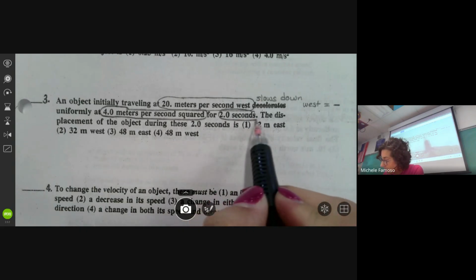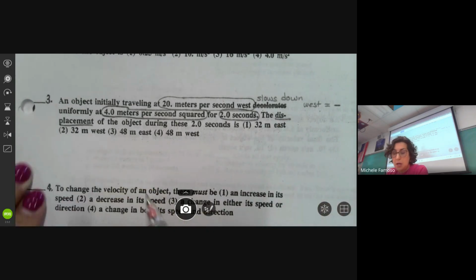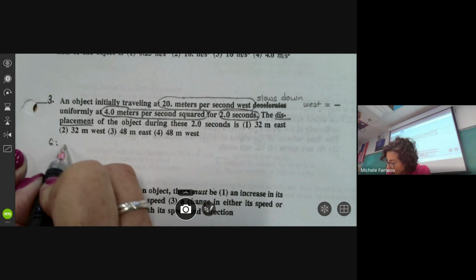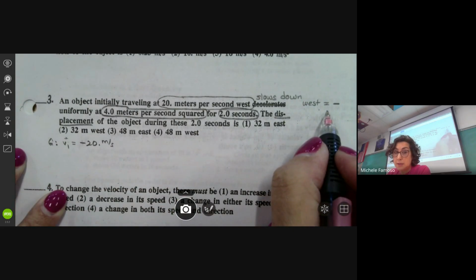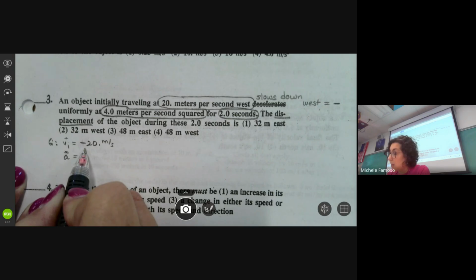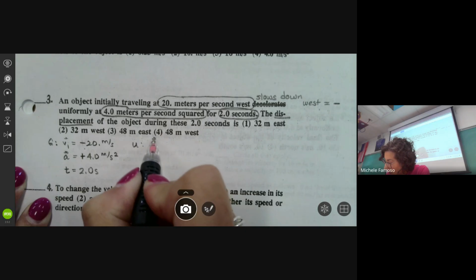And then we have a time. I'm looking for displacement. So in terms of my givens, I would say that the Vi is negative 20 meters per second, because that negative means west. Since I'm slowing down, the acceleration is the opposite direction, which is positive here, 4.0 meters per second squared. And the time is 2.0 seconds. My unknown is the displacement.